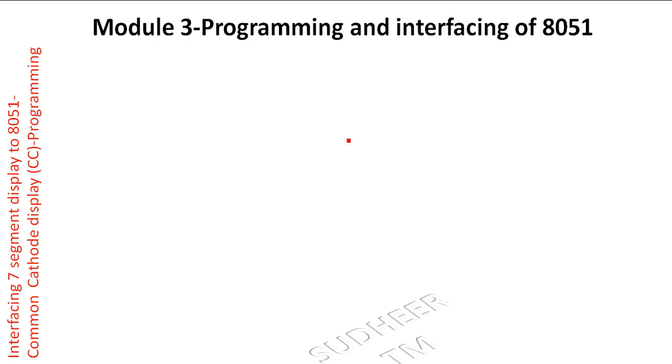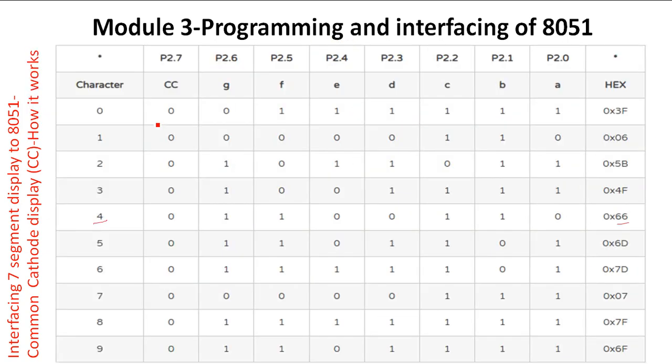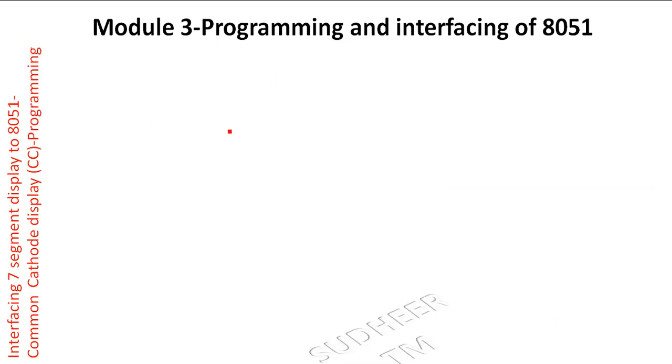Now let us check how we can program it. We already have the code for the corresponding numbers, and that we must send to the port that we connected to in our circuit. The port is port 2. So port 2 must be sent the code 3F to show the number 0. We can send the code to the corresponding ports from our accumulator. So we need to start showing the numbers from number 0.